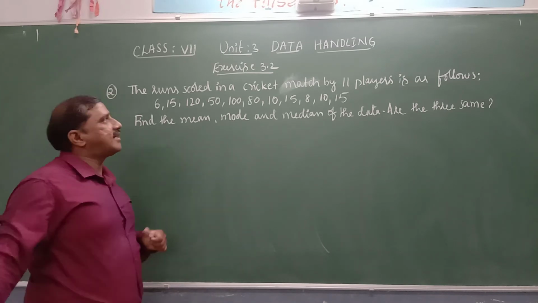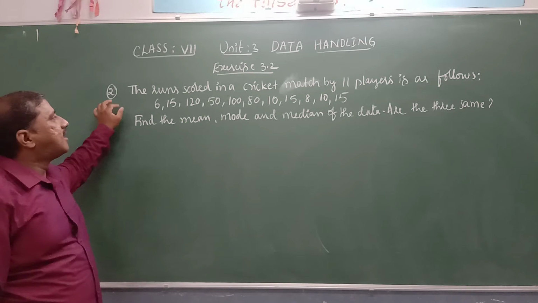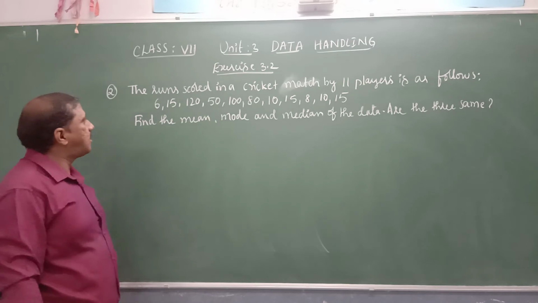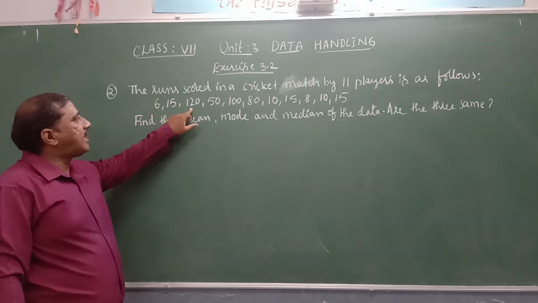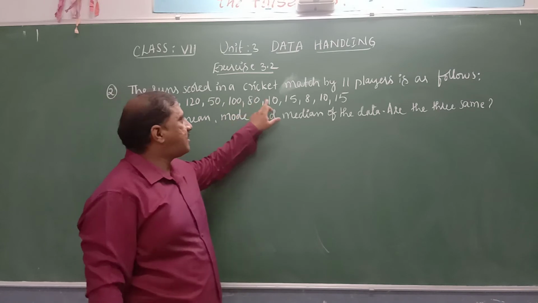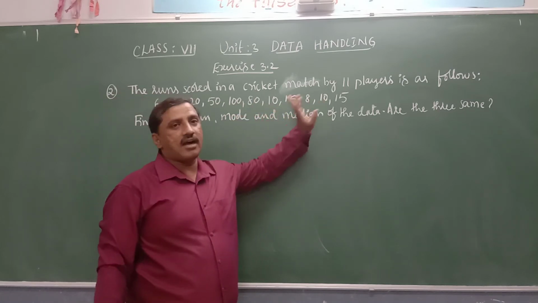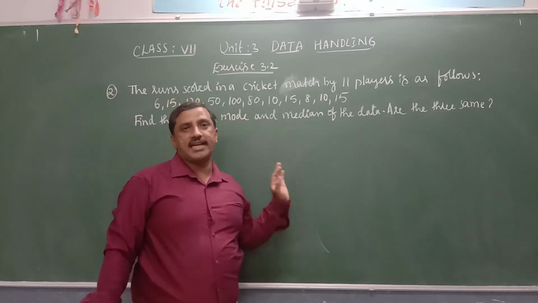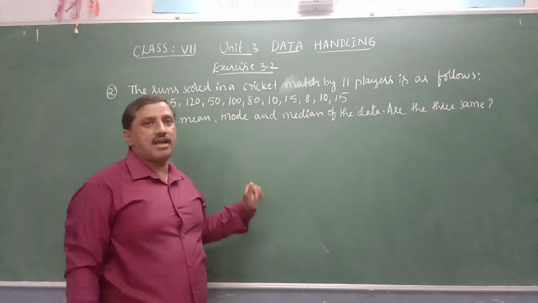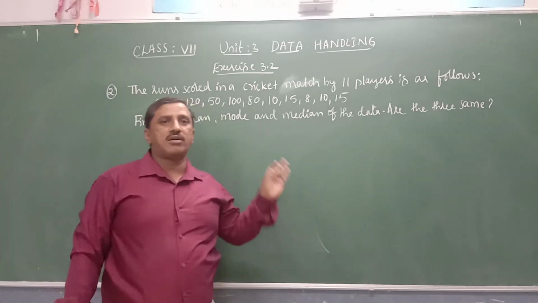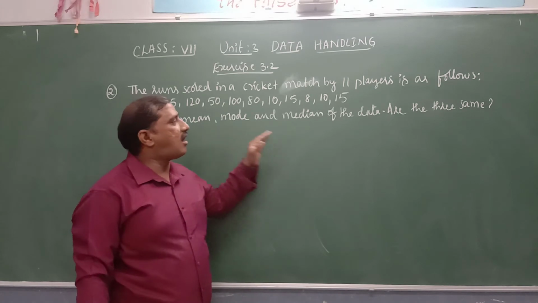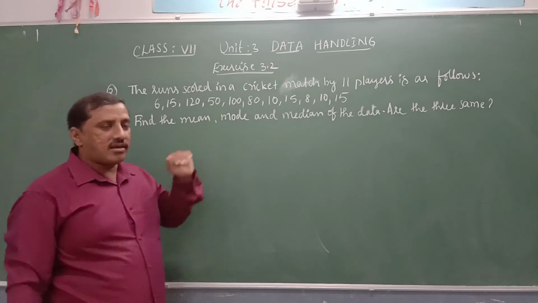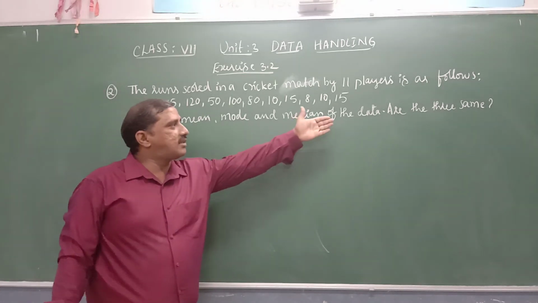Now we will discuss exercise number 3.2, the second sum. The runs scored in a cricket match by 11 players are as follows: 6, 15, 120, 50, 100, 80, 10, 15, 8, 10 and 15. Find the mean, mode and median of the data. We need to observe whether the three values, mean, median and mode, are the same or different. We need to answer that question.